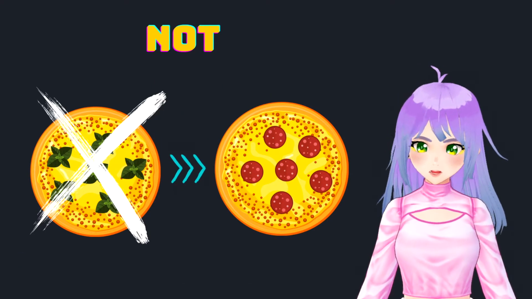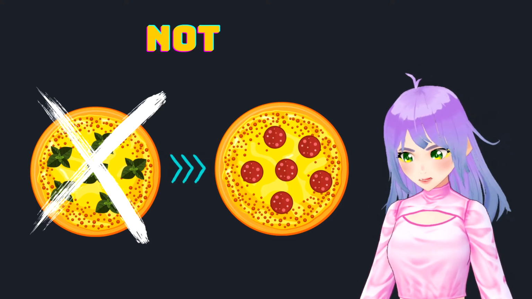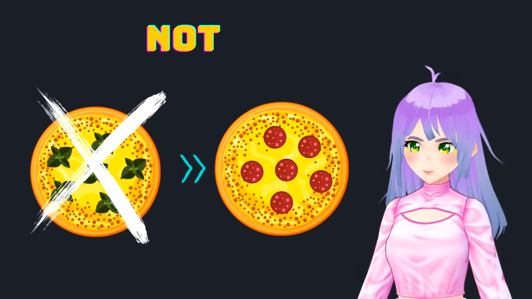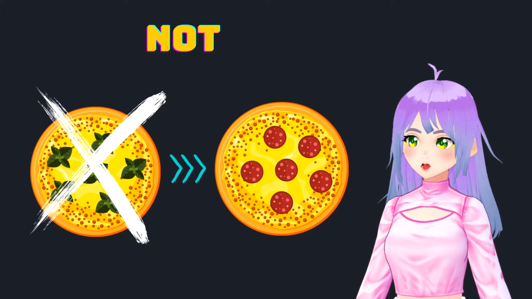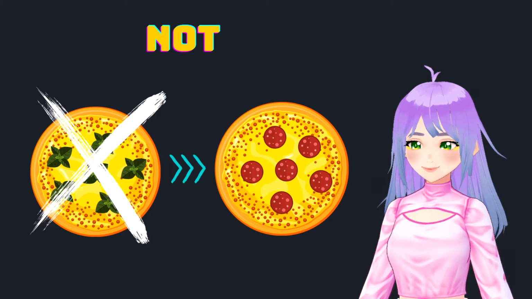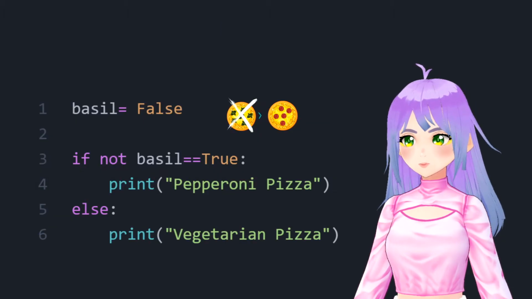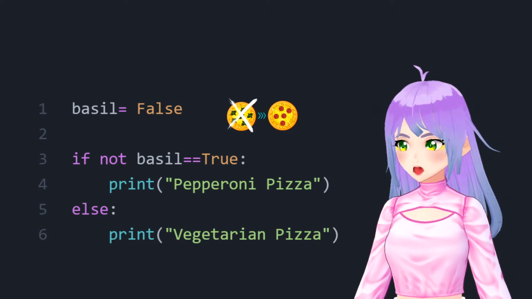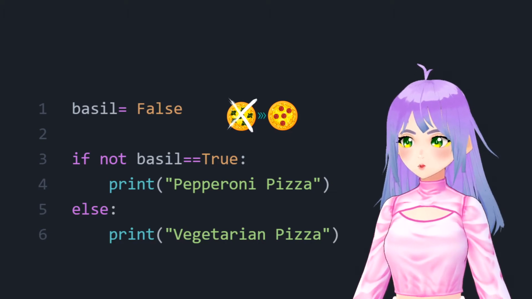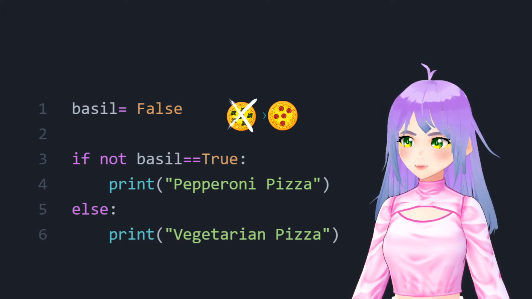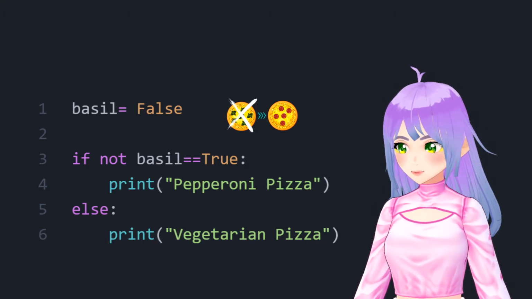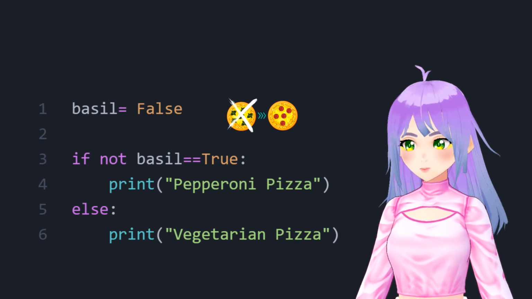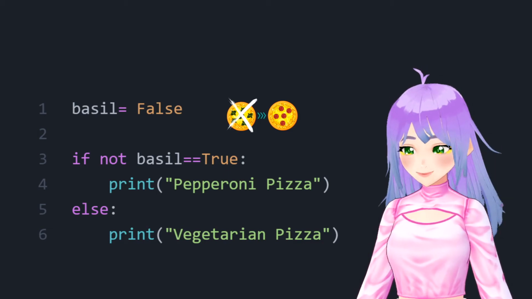The logical operator not flips the result. For example, if we ask for a not vegetarian pizza, we would get a pepperoni pizza. Transforming it into code, it would look like this. We set our variable basil as false, and then we write, if not basil equals true, print pepperoni pizza.